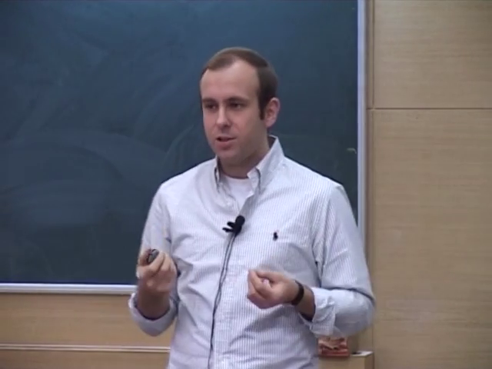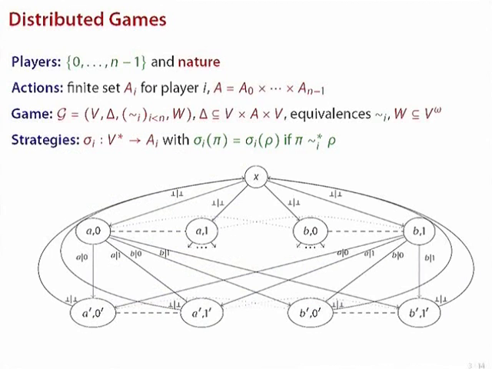And now a strategy for a player is a function from sequences of nodes from the play giving an action. And it has to obey the information, meaning if two histories are indistinguishable for the player, it has to give the same action.